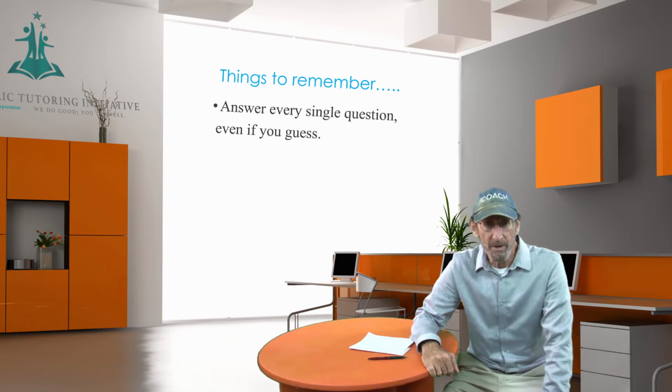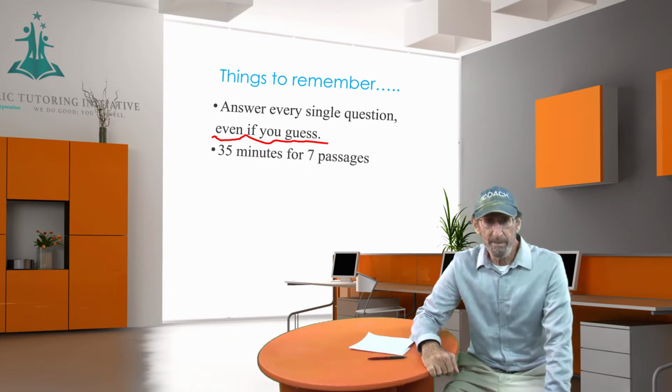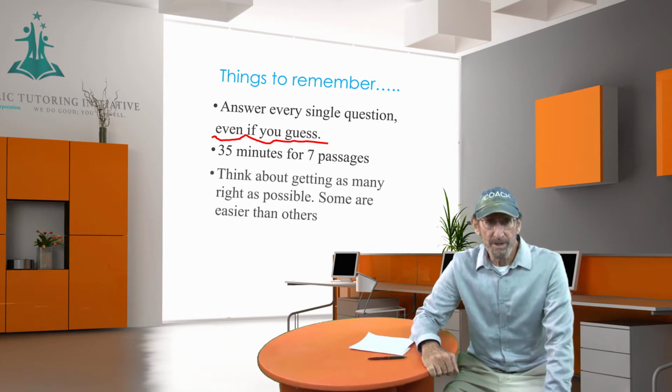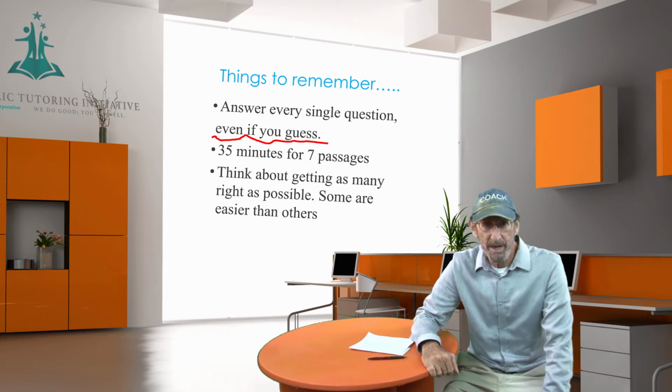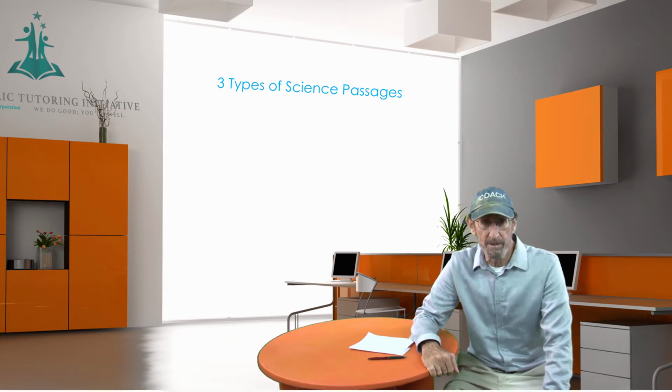You should answer every question, even if you guess. Remember, you don't lose extra points for wrong answers. You have 35 minutes and 7 different passages to do. Just think about getting a lot right. It doesn't matter how many you get wrong. It's the ones you get right. Some passages are much easier than others. Find the easy questions.